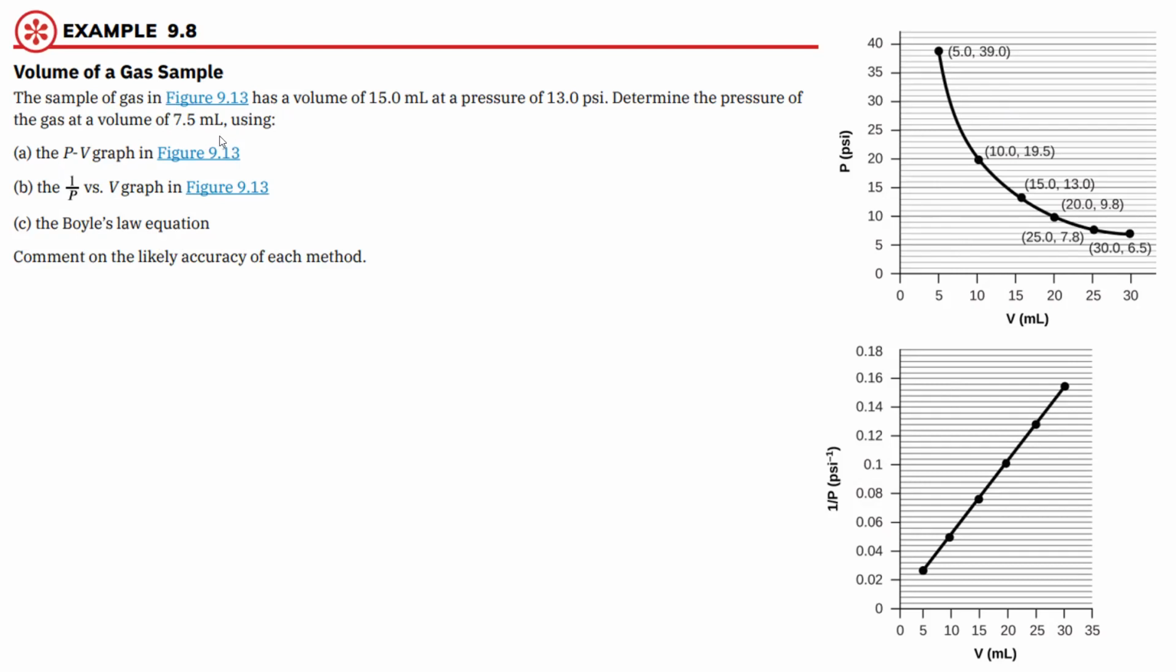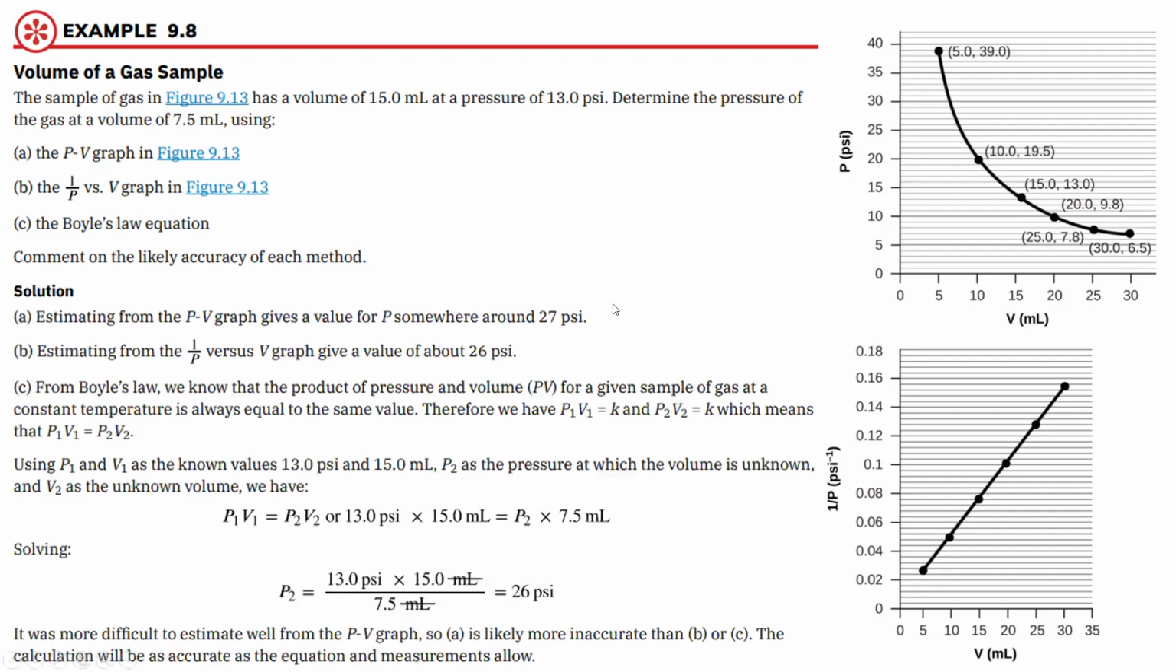So if you want to take a moment to work through that, for the first two we're just going to look at the graph, find 7.5 milliliters and eyeball it. But for the third one, we can actually use that equation because we've got V1 and P1, we've got V2, so we're just solving for P2 there. If you want to go through those on your own, just pause the video. Otherwise, I'll just click through.